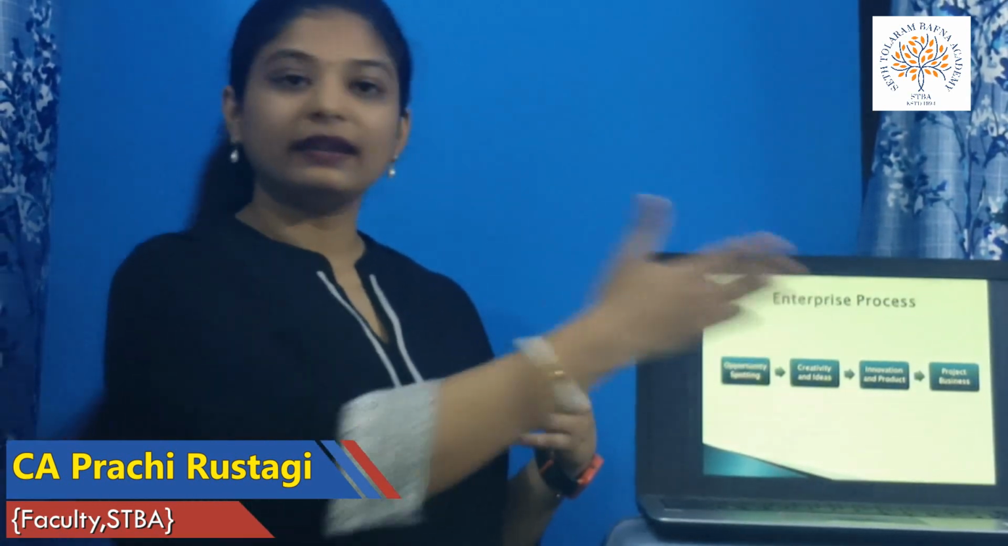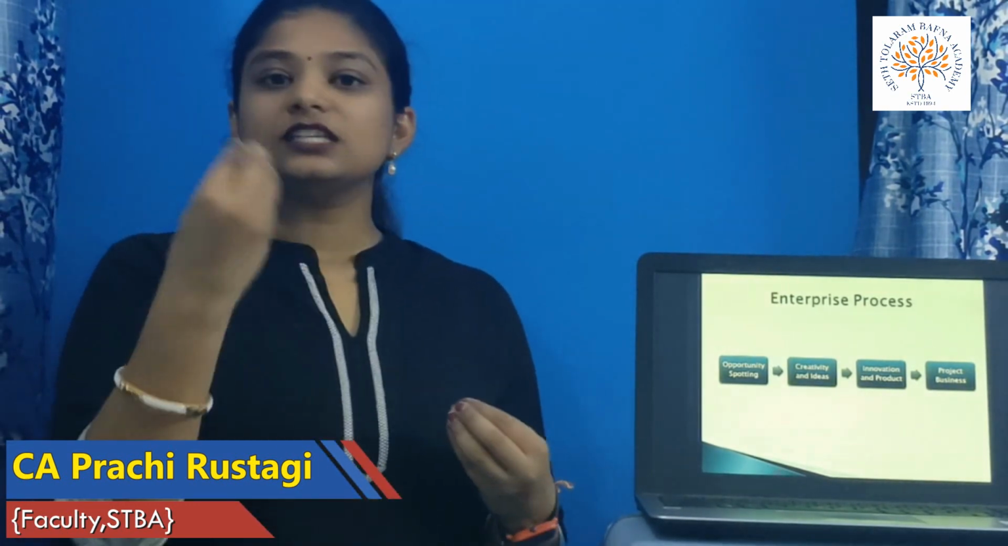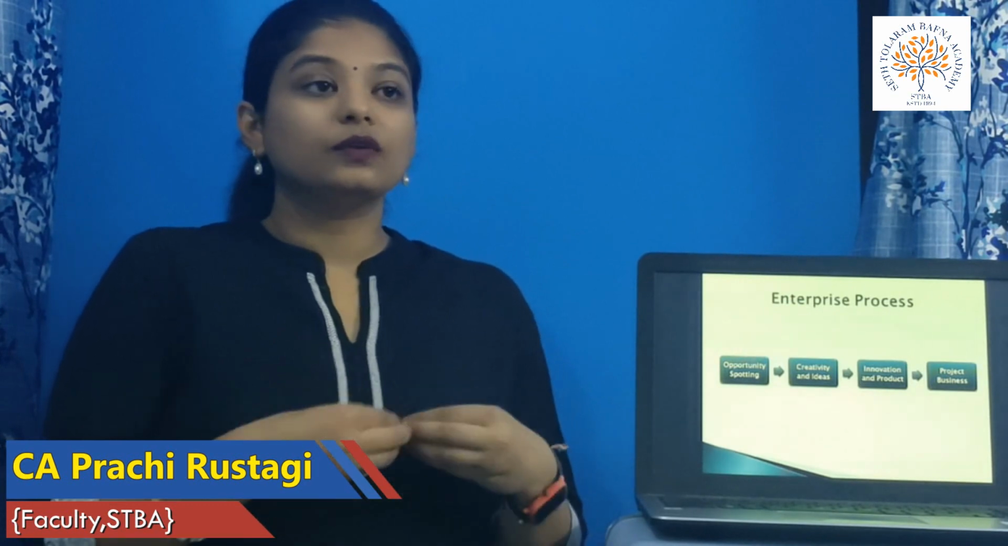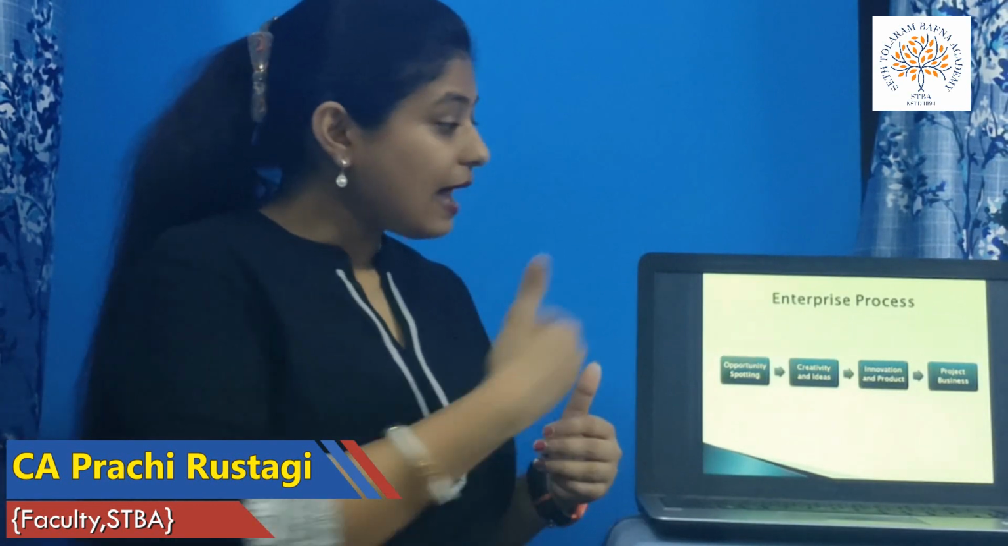So now, to sum up today's class, let's see what an enterprise process is. What an entrepreneur does is, he first finds out what are the problems and needs which are around him or her, and then they spot an idea or opportunity. After understanding the problems and needs, you convert it through your creative process into a solution, or you find a solution for it. With that solution, through innovation, you create a product or a service. And at last, you launch an enterprise.